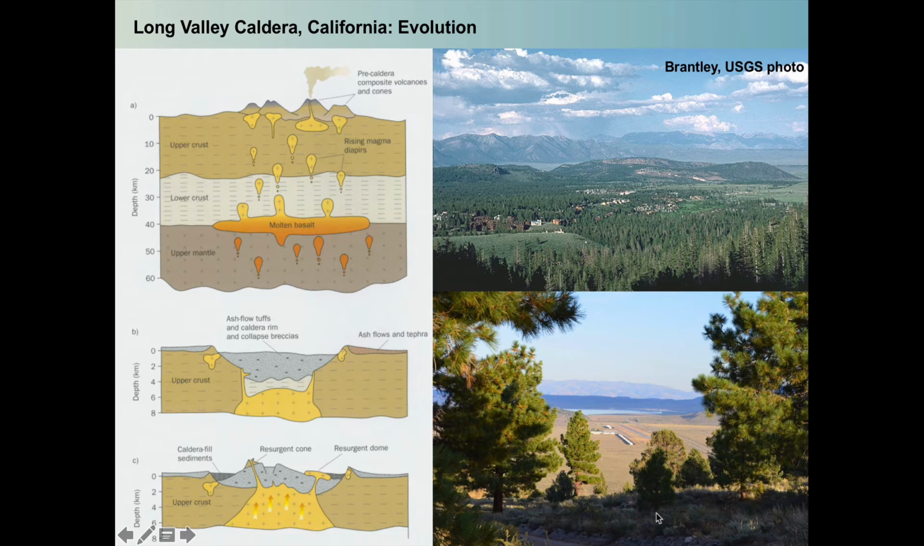I took this bottom photo standing on top of the resurgent dome, looking down at the Mammoth Lakes Airport and Lake Crowley. This low rim of mountains here, shown in the dark gray color, that is the southern caldera rim. The high mountains in the background are the White Mountains, across the Owens Valley, much further to the east in Nevada.